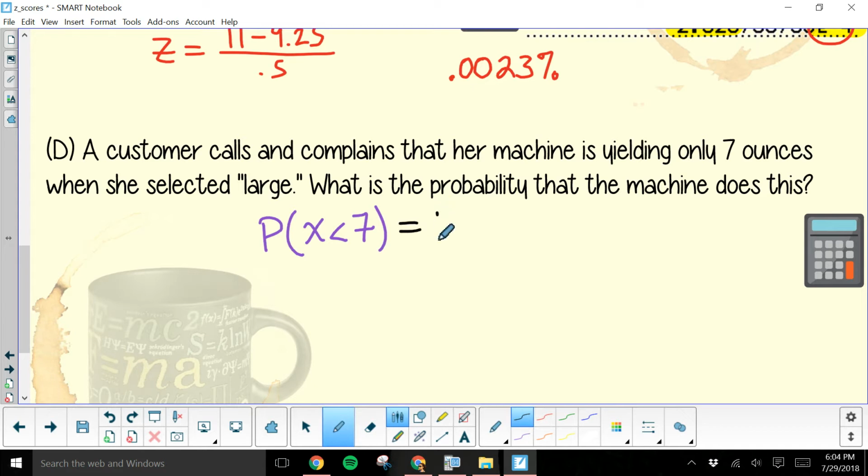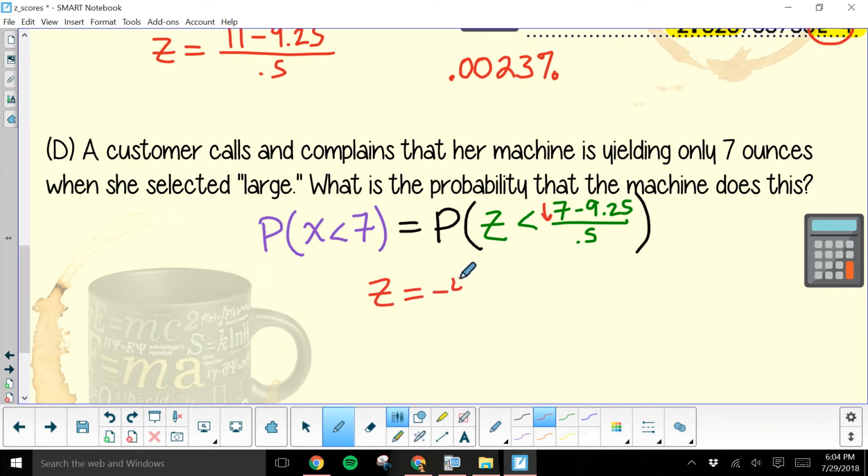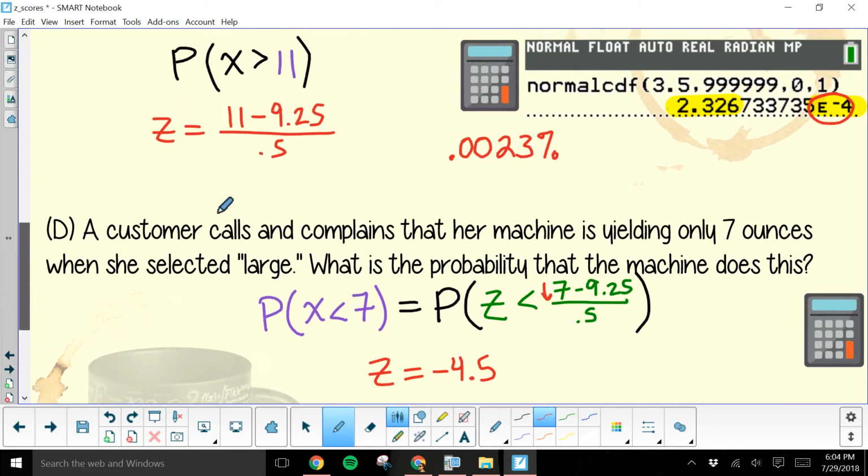What an interesting question. Again, make sure that you convert to a z-score. And again, I'll show you that other notation if you liked that a little better. So 7 minus 9.25 over 0.5. Here's the interesting thing. If you do plug that in your calculator, you probably got a very, very small z-score. I believe that z-score, again, should be negative because it's below average. Should be negative 4.5.